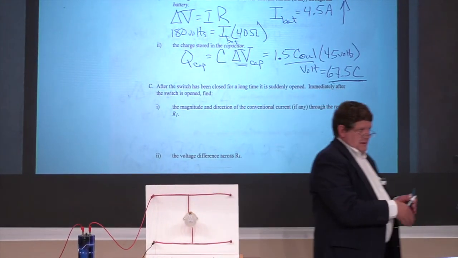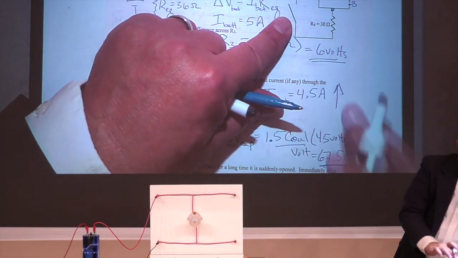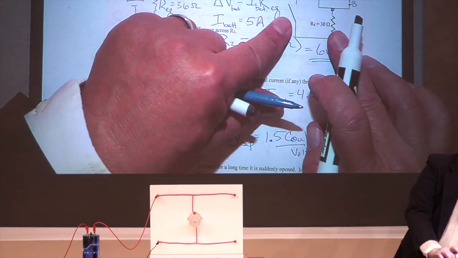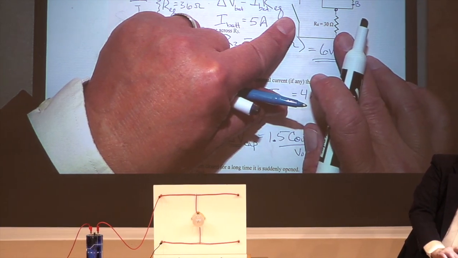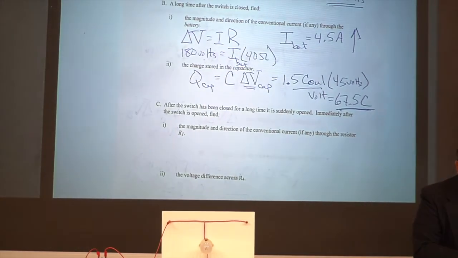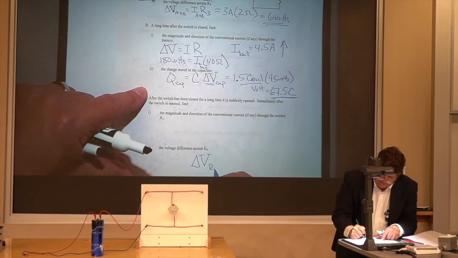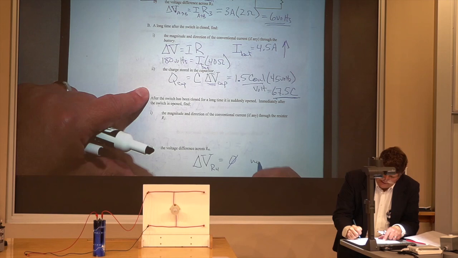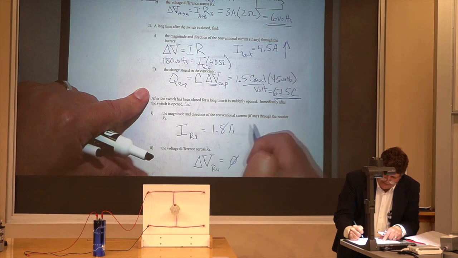Now, what if I want the voltage difference across R4? Well, let's look at R4 here. When I open this switch, R4 is just out flapping in the breeze. It's not part of the circuit anymore, just like the battery. And so there's nothing flowing through R4, it has no current, and so the voltage across it would be 0. And the current through R1 is going to be 1.8 amps up.